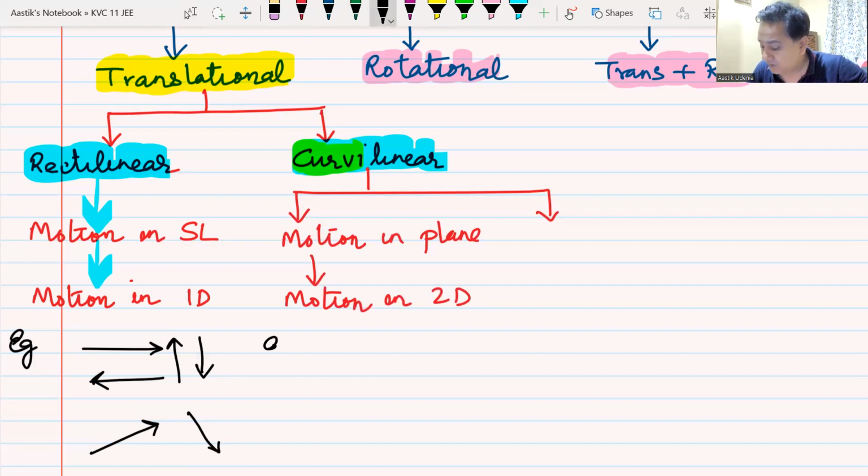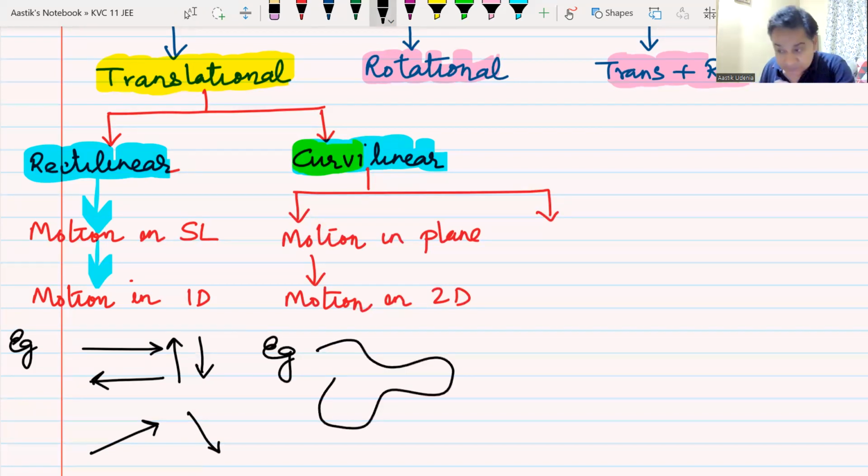What is the example of this motion? The simplest example I can give you is right now the motion of my pen. My pen is going like this. This is motion in two dimension because the motion is happening on the plane of the writing board or whatever graphic tablet that I have. Do we understand this? This is motion in two dimension.